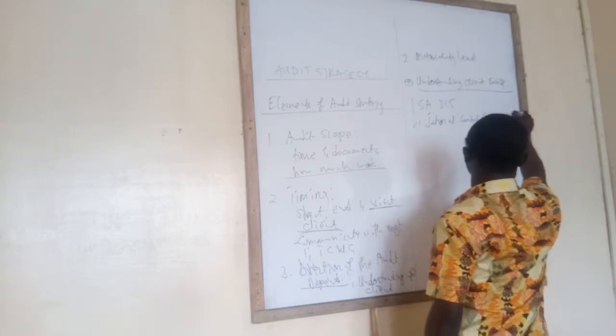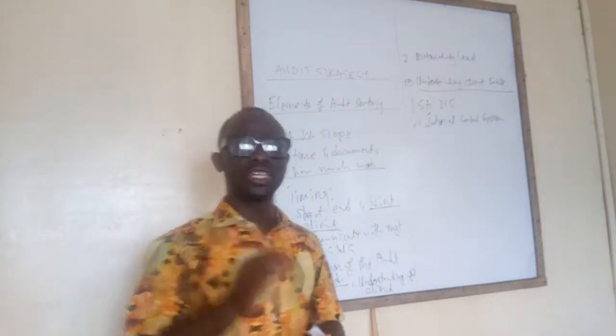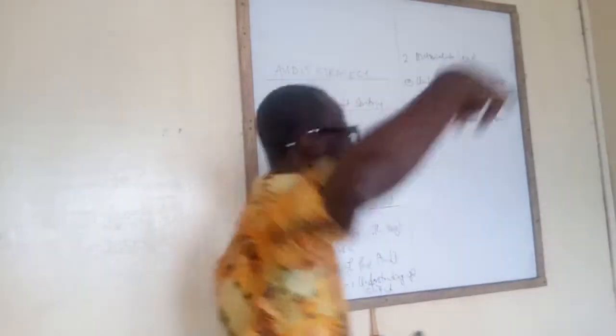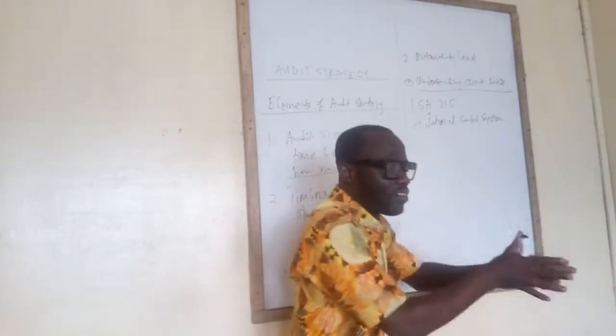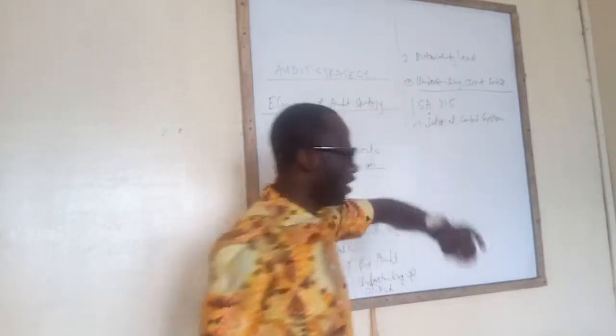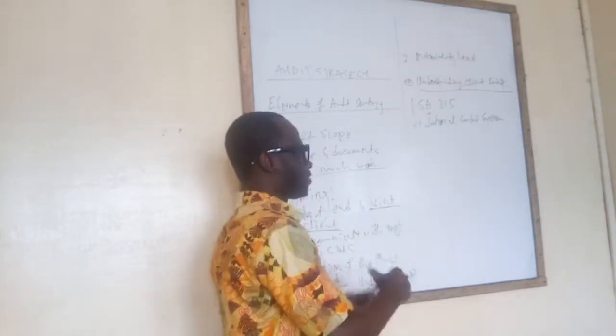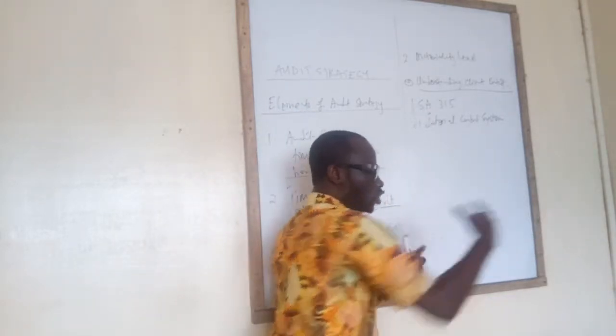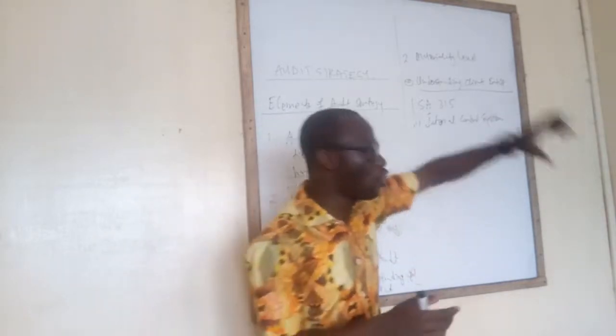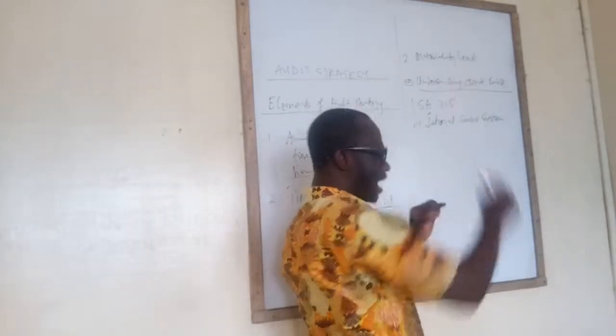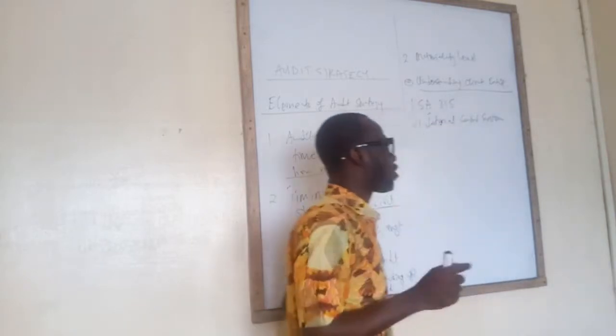So the reason why we need to understand the client entity is because of assessing the risks of material misstatement. Now, last week I made mention that the risk of material misstatement simply means what could go wrong. So before we can determine what could go wrong, we must first understand the client entity. So the first thing is about internal control system.